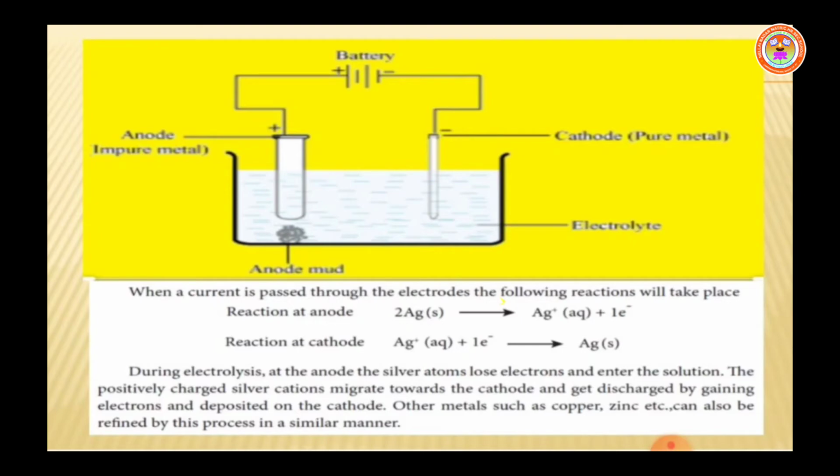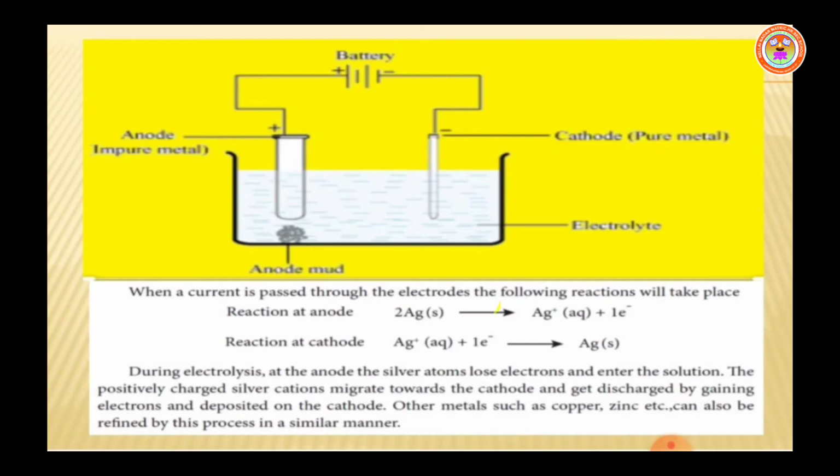Then we know the impure metal is made as the anode. So during electrolysis, the less electropositive impurities in the anode settle down at the bottom and are removed as anode mud. Understand, children? Explain the principle of electrolytic refining, one of the 3-mark questions.